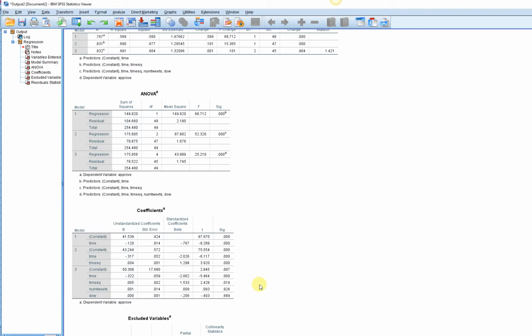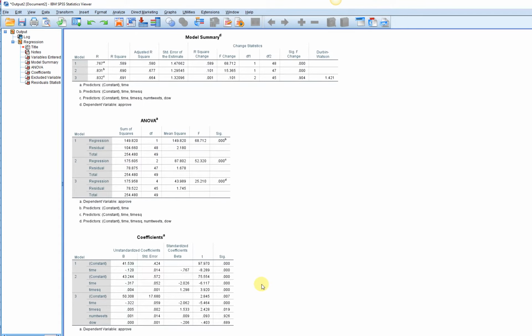But like I said, we probably have a situation with correlated errors, so technically speaking, using least squares regression is not your best bet. To evaluate whether we have correlated errors, we can look at the Durbin-Watson statistic, and you can see that we have a value of 1.421.